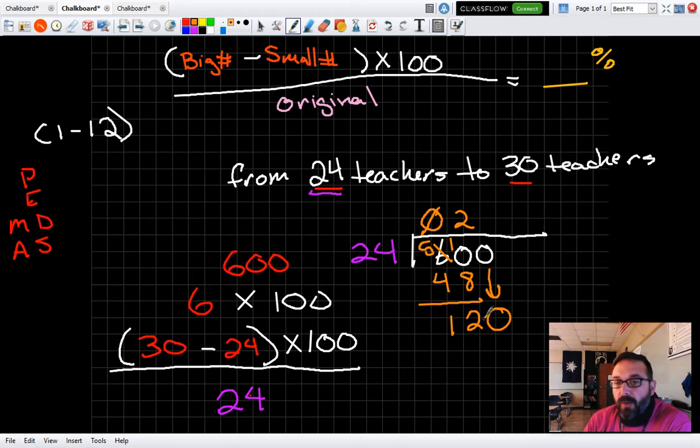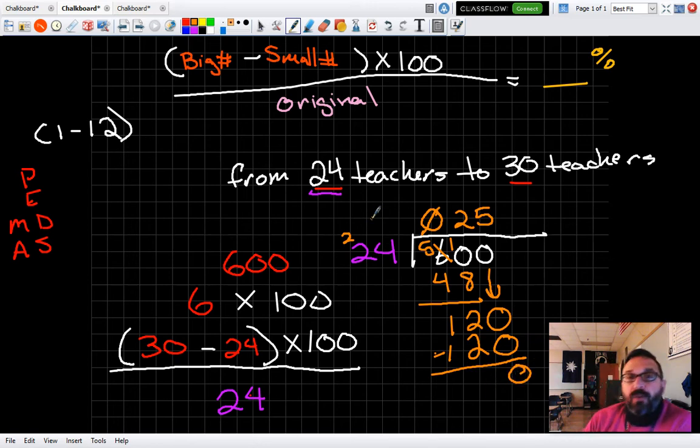How many times does 24 go into 120? Well, you could count by 24s. Mr. Holloway will tell you it's just 5. 5 times 4 is 20. Carry my 2. 5 times 2, 10 plus the additional 2 would be 12. Subtract, 120 minus 120 is 0. So the percent change from 24 teachers to 30 teachers is 25%. And that is exactly how simple this is.